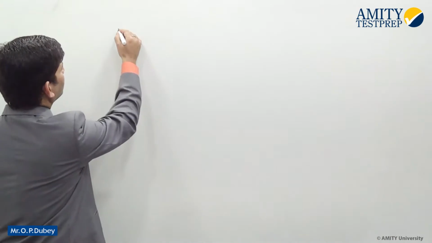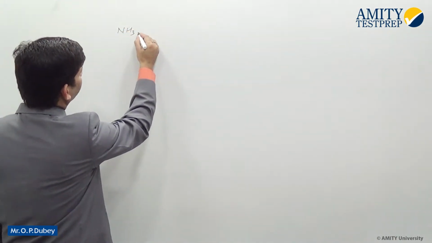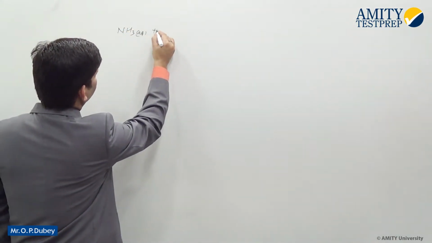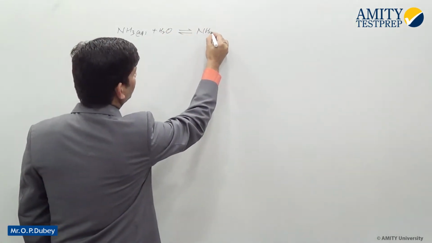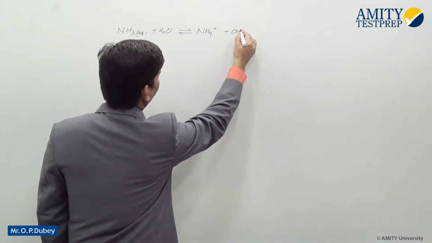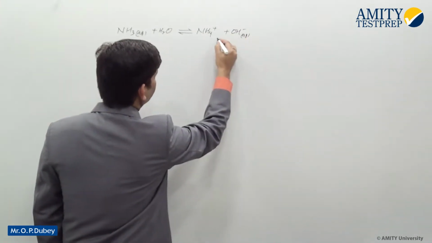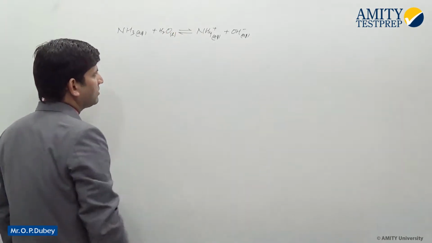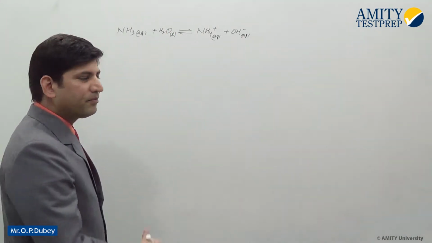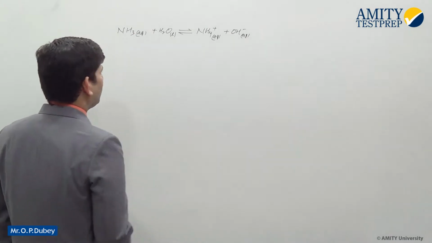Let us take an example of a weak base like ammonia. When ammonia is dissolved in water, it gives NH4 positive ion and the OH minus ion. It is aqueous; since H2O is taken in excess quantity, that's why it can be written as liquid.